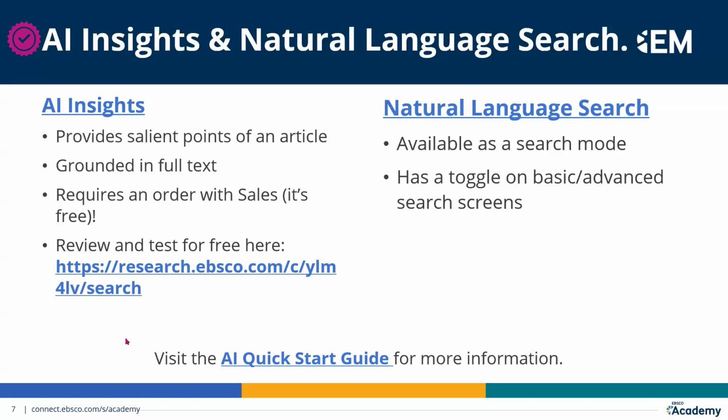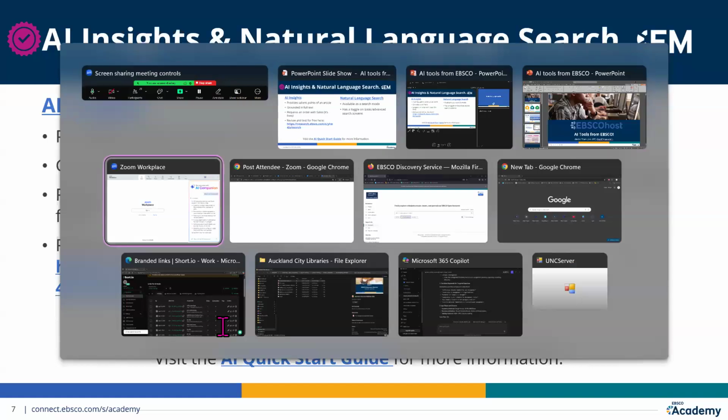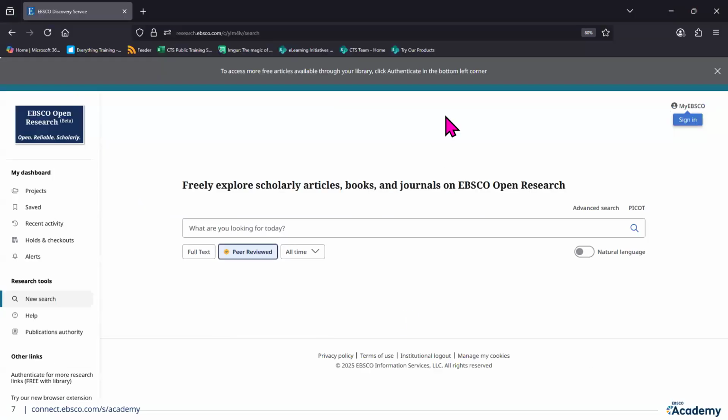Or if you're wanting to test these out before you go ahead and order, in the chat, and I'll just link it again, there is our open research site. So this is absolutely free of charge. You can use this. It's built on our discovery layer. But we have enabled both AI Insights and natural language, which we'll look at today, and you can test it out before you put your order form through. So for AI Insights, it's a great place to go.